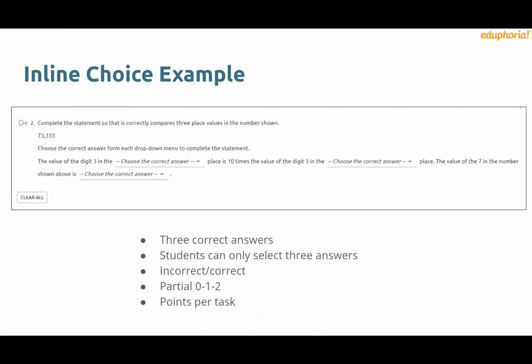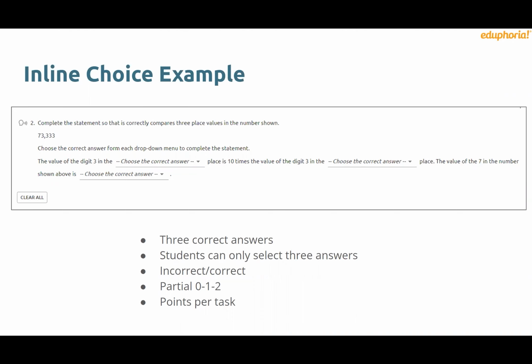If the student got all 3 correct, then they would receive 2 points. If they only got 1, and I'm going to reiterate, any one of those drop-down menus, if they got them correct, they would get 1 point. And if they got none of the above, then they would get 0, okay?